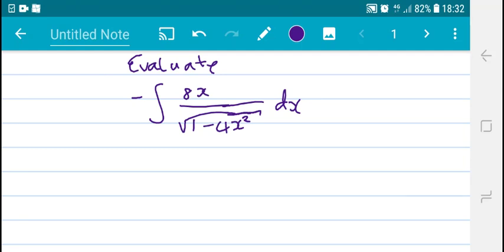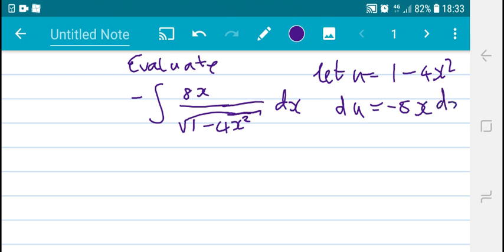So we have to evaluate the following integral, and in this case we're going to use u substitution. We're going to treat this term as our u, so we let u equal 1 minus 4x squared, therefore du is equal to minus 8x dx.